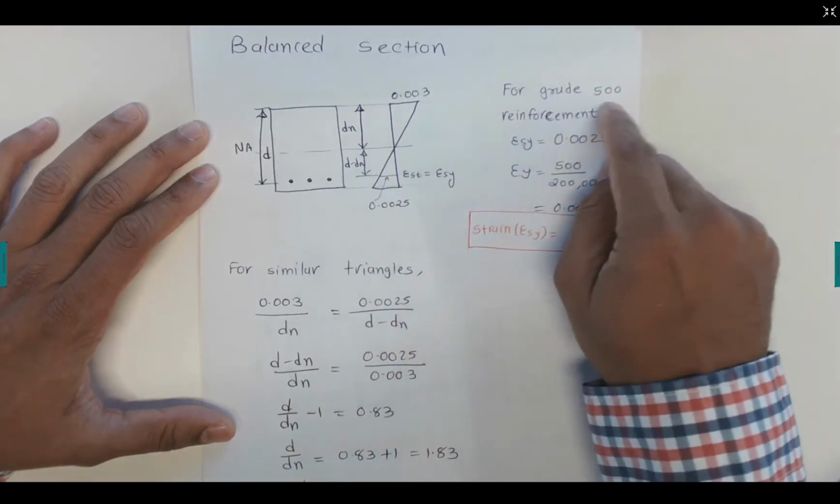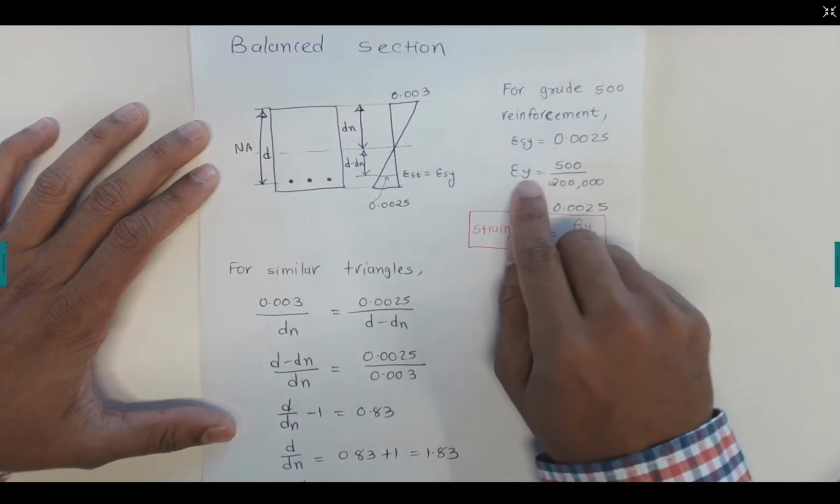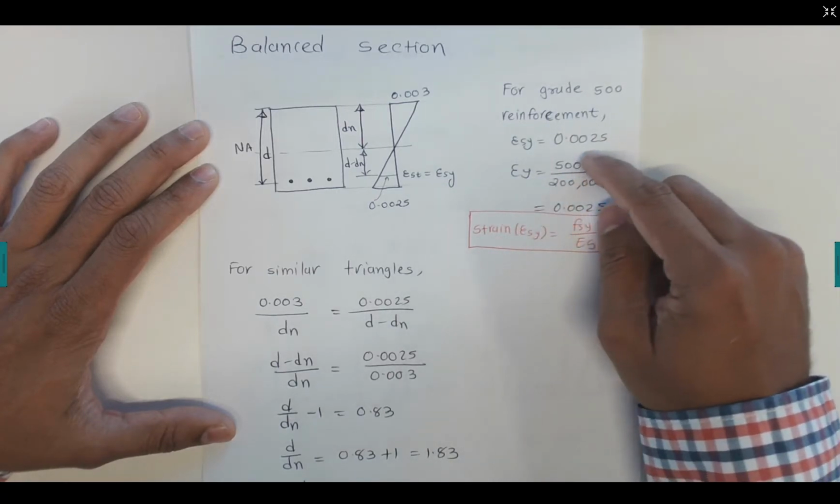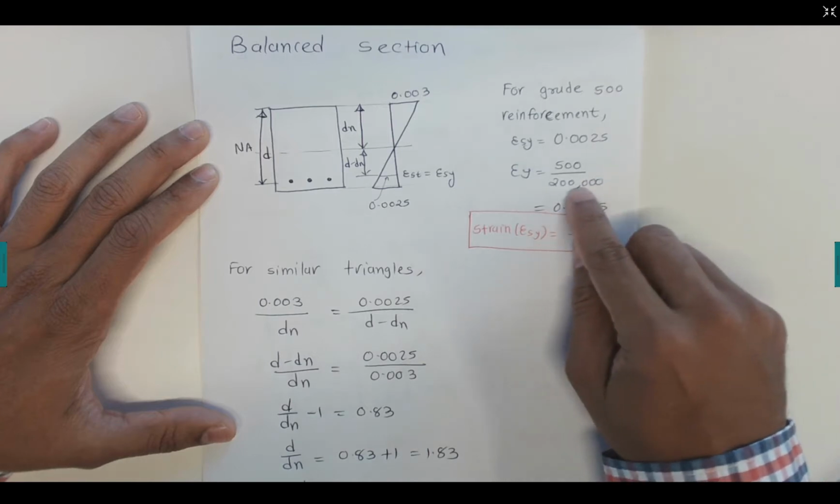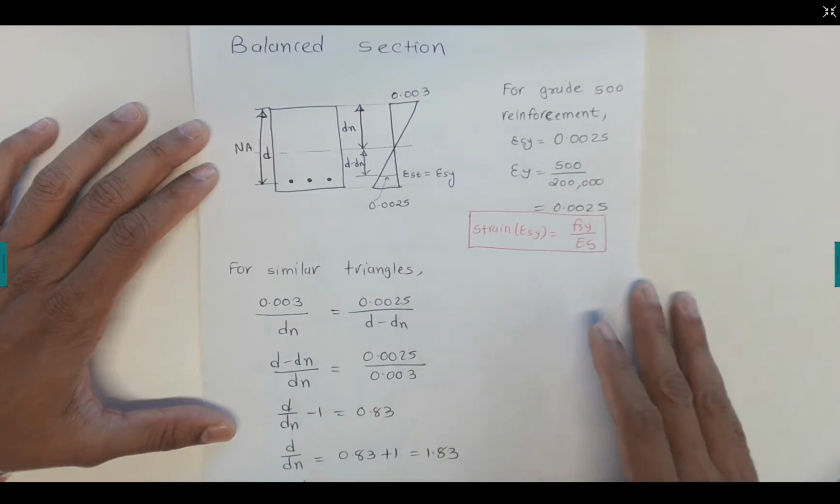is given here for Grade 500. Just the calculation of epsilon_sy, which is yield strength over Young's modulus. Young's modulus of the steel is 200,000, which gives us 0.025.